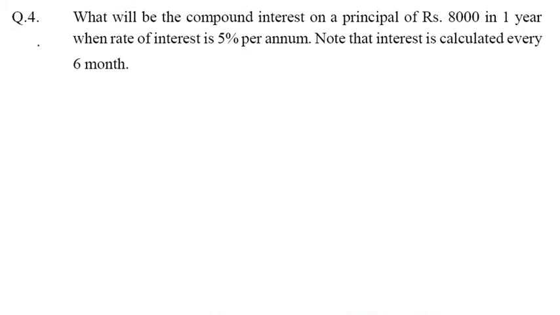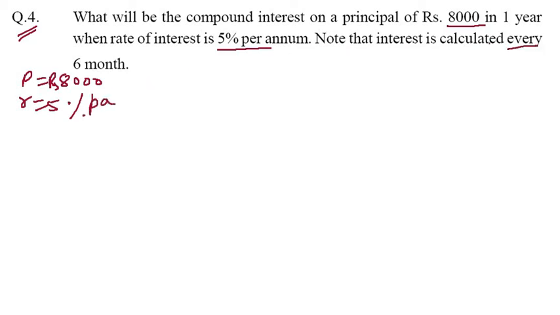Now come to the next question, question number 4. What will be the compound interest on the principal of 8,000? So principal is given as rupees 8,000 for 1 year, when the rate of interest is 5% per annum. So R is given as 5% per annum. Note that the interest is calculated every 6 months, that means half yearly, so you have to divide by 2. So 5 by 2% half yearly.